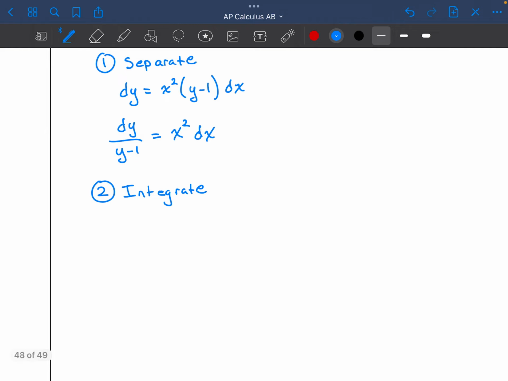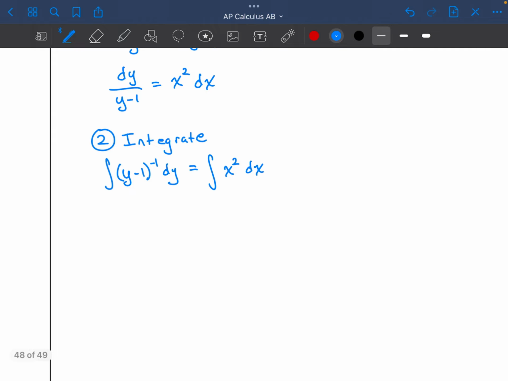So slap on some integrals there, and I'm going to do a little bit of reformatting, because really I have y minus 1 to the power of negative 1 dy. Instead of having fractions, I just don't like fractions, so I got rid of it. And I have to slap on the integral to the right-hand side as well, so x squared dx. And then from here, I need to actually do the antiderivative.